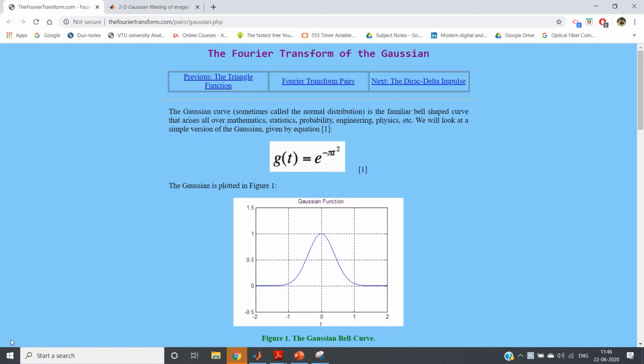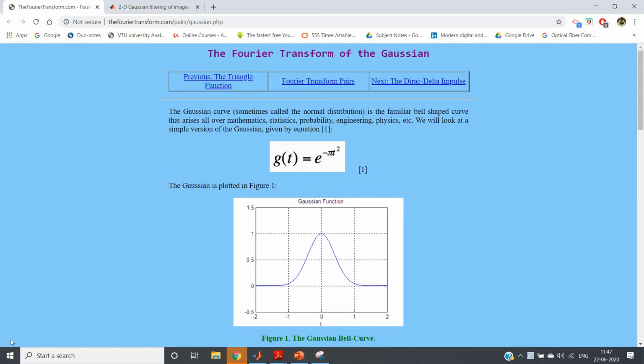Suppose you want to blur your image. Sometimes the blurred image also looks good, right? Like when using a DSLR camera we try to do that. So how you can implement that in MATLAB, that is what I am going to discuss.